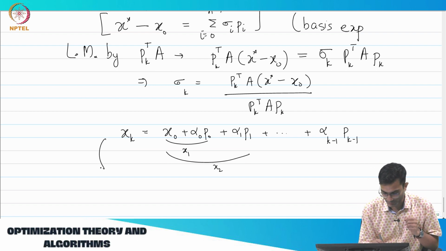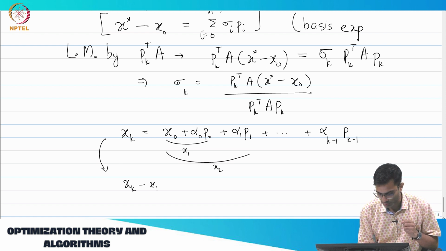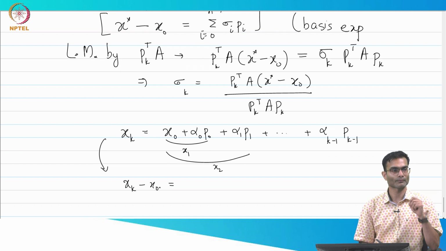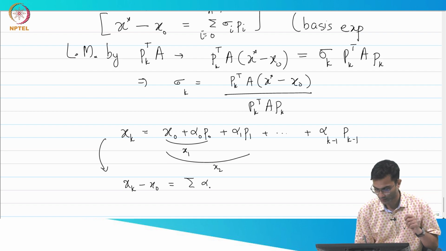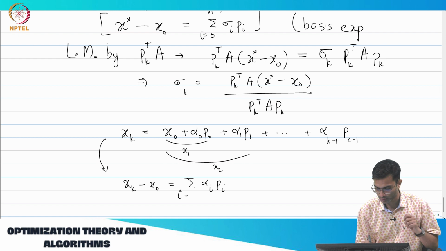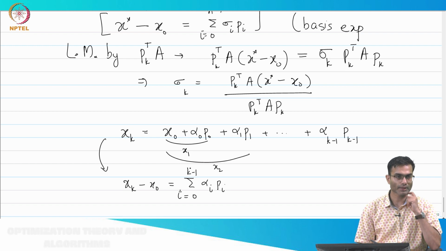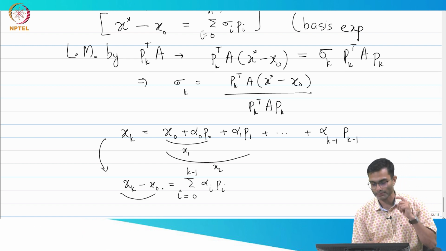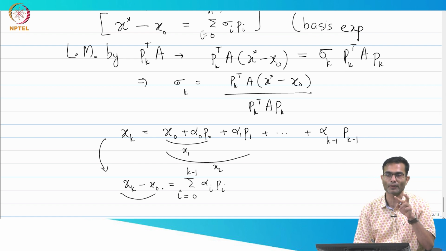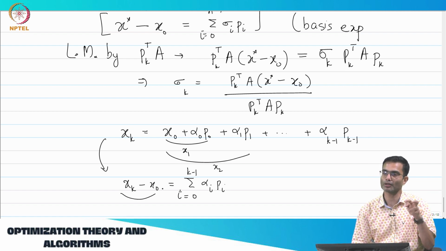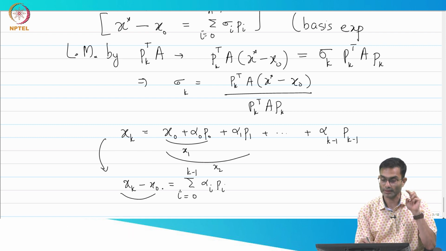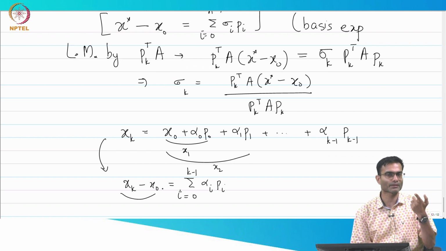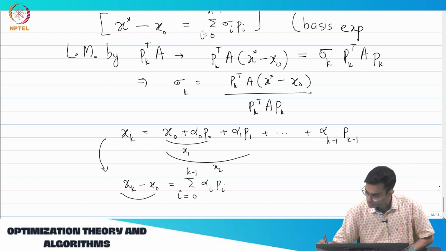So notice one very simple thing from here. If I take xk minus x naught from here, what am I getting? Alpha i pi, i going from where to where? 0 to k minus 1, right? So this distance, notice what has happened over here. This distance xk minus the starting point is now written as a linear combination of the p's, but not all the p's. Look at the upper end of the summation. How many p's are coming in here? Only k minus 1 p's, right? That's giving us a hint.